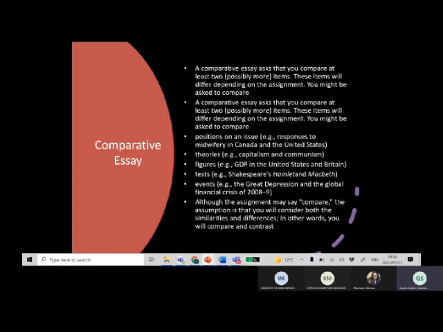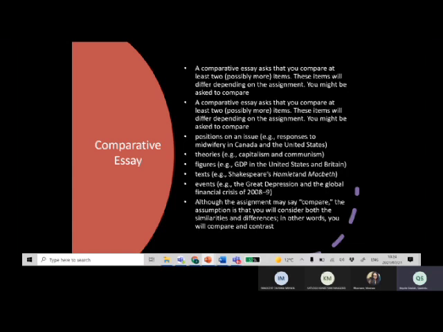So what is a comparative essay? A comparative essay asks that you compare at least 2 items, right? It could be more, but when you're comparing something, there needs to be at least 2 items that you're comparing. These items will differ depending on the assignment.